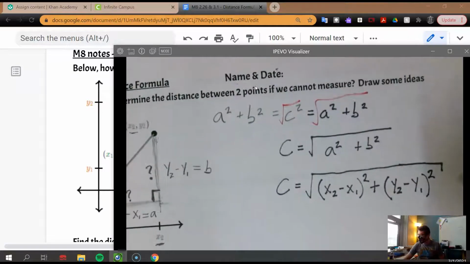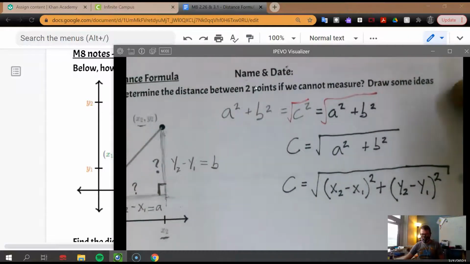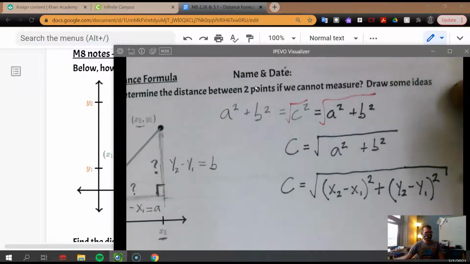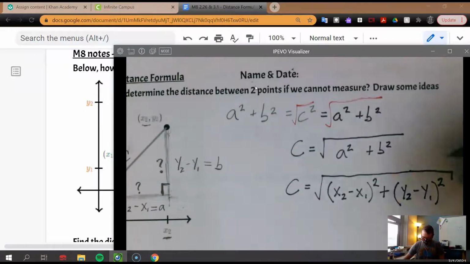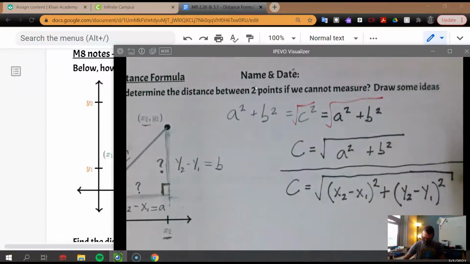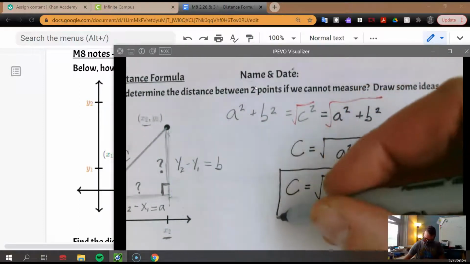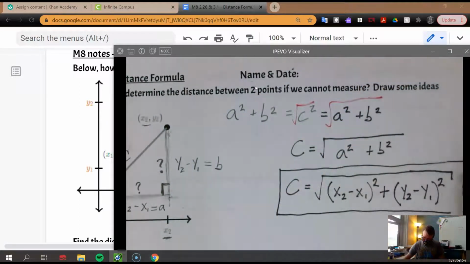And this, ladies and gentlemen, is our derivation of the distance formula. That's a fancy word meaning we derived it, we solved it, we figured it out. Derivation of the distance formula. So there's 100% an exact answer.